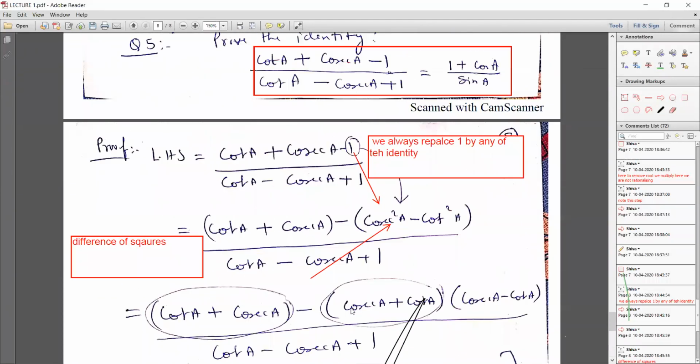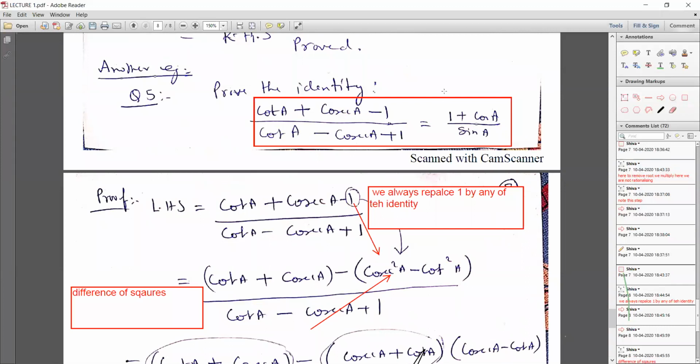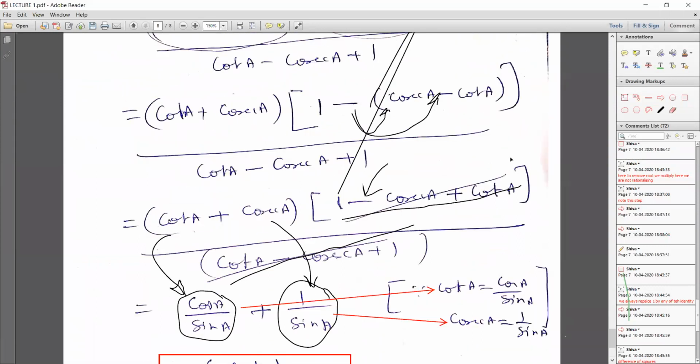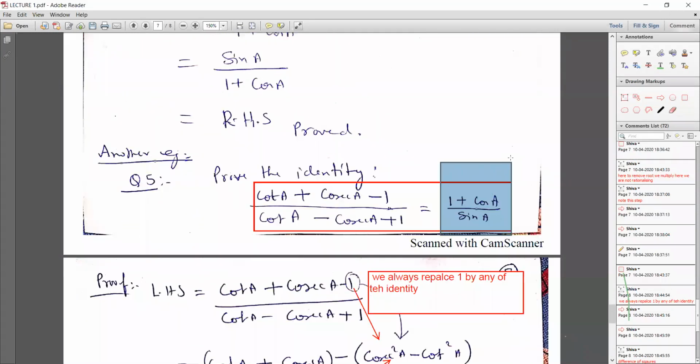And this is our right hand side. But these types of sums can be given in the form of sin A and cos A also, like sin A plus cos A minus 1 upon, or in this form: tan A and sec A minus 1 upon tan A. In the numerator part you can get this, and the denominator will also be in the same form.